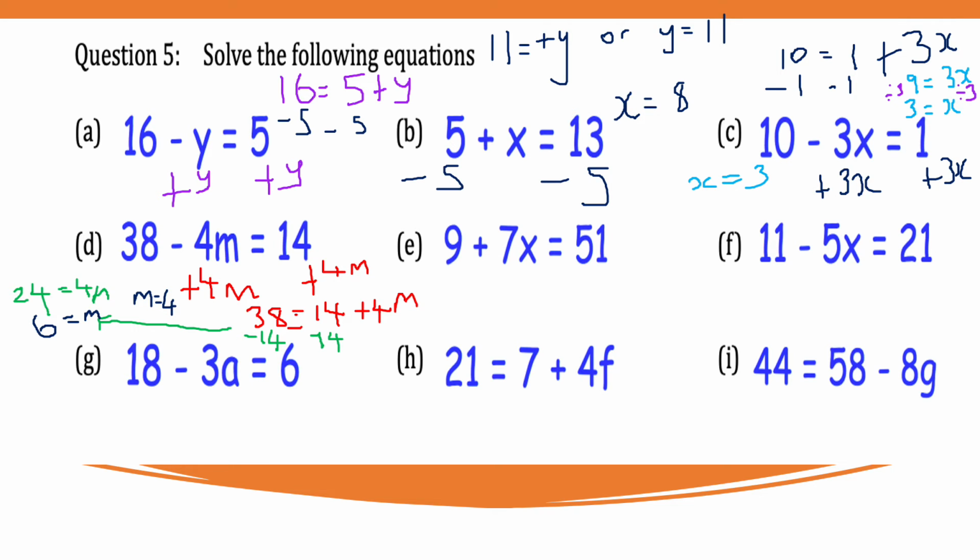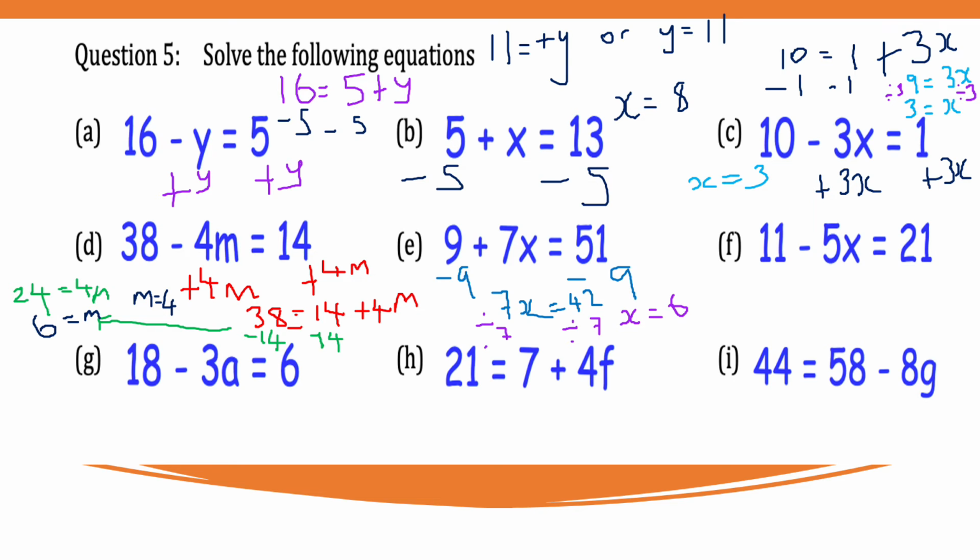For part E, guys, 9 plus 7x equals 51. What I can do here is minus 9 on both sides. Okay? So I'm going to get 7x is equal to 42. Dividing both sides by 7. So dividing this by 7 and dividing this by 7. I'm going to get that x is equal to 42 divided by 7 is 6, guys. Okay? Right, guys, next question, part F.